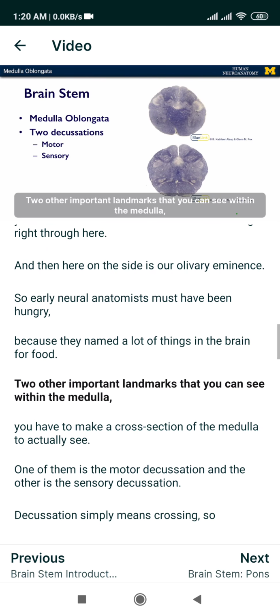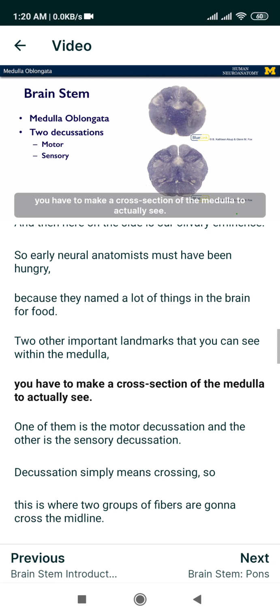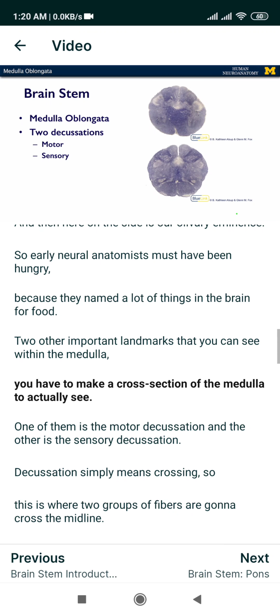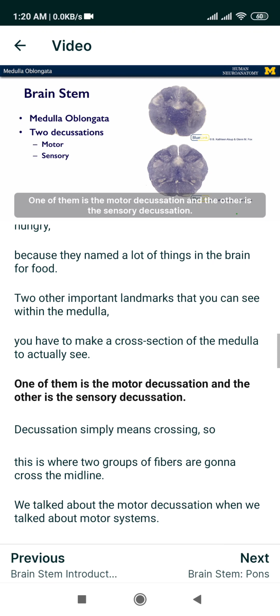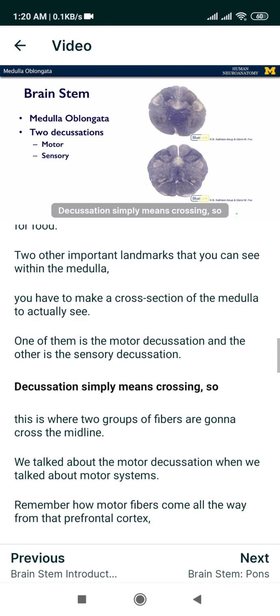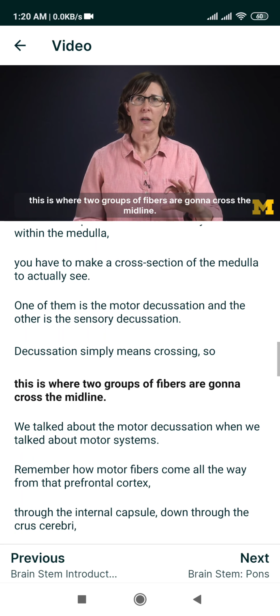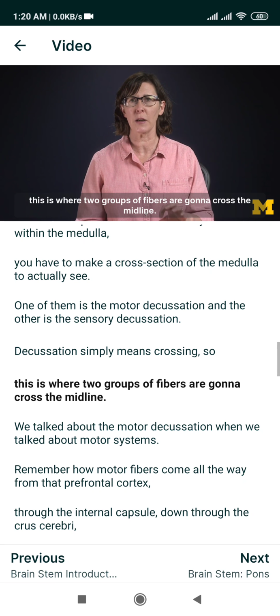Two other important landmarks that you can see within the medulla, you have to make a cross-section of the medulla to actually see. One of them is the motor decussation, and the other is the sensory decussation. Decussation simply means crossing. So this is where two groups of fibers are going to cross the midline.